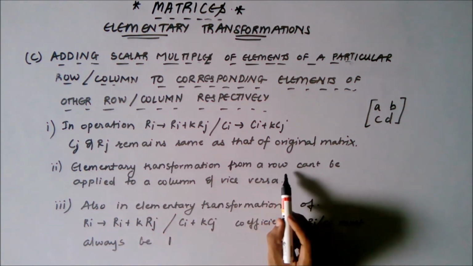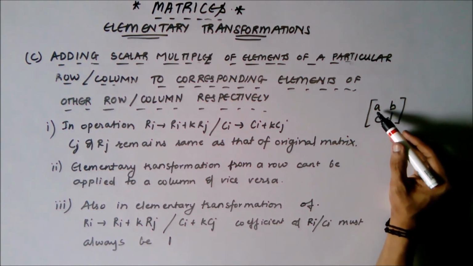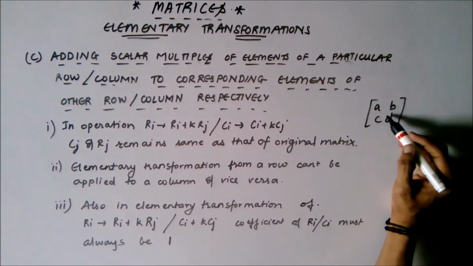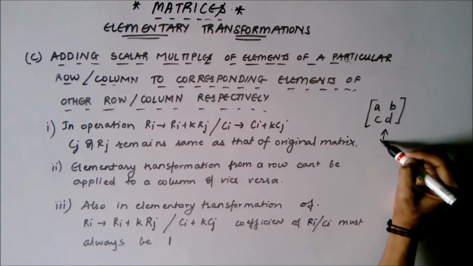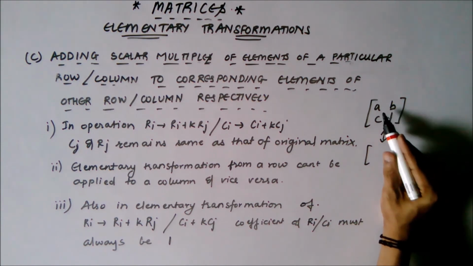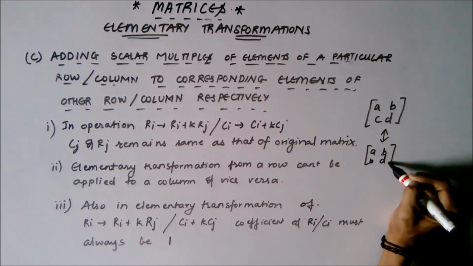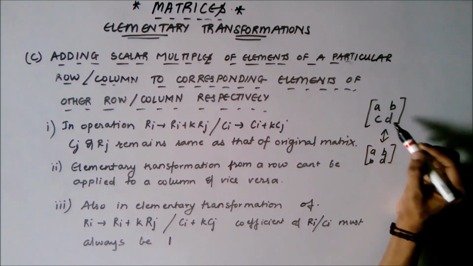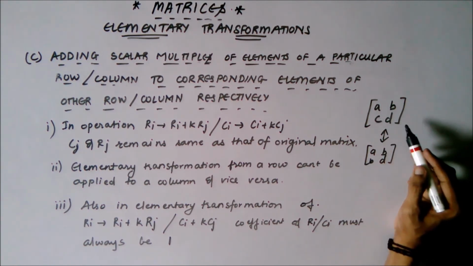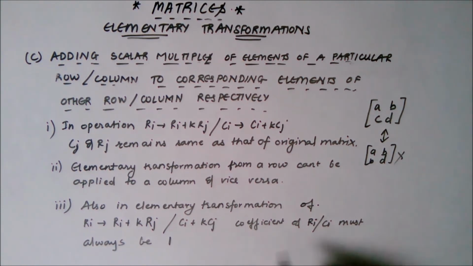The elementary transformation from a row can't be applied to a column and vice versa. That is, a row can't be interchanged with a column. That is, this cannot be written as, say, AB made a column and BD remaining the same. This means there is some mistake, as C goes missing if we interchange a row with a column or vice versa. Hence we get a wrong matrix.